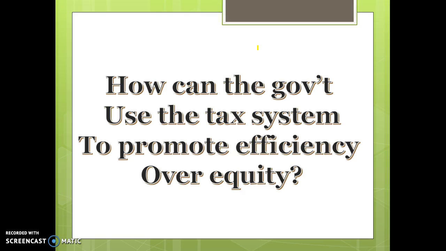The government can also use the tax system to promote efficiency or equity. So for example, lowering income taxes and increasing the GST is an example of promoting efficiency over equity. It promotes efficiency because there's a greater incentive for people to join the workforce. If it's lower company taxes, it leads to increased investment spending. If it's lower income taxes, it leads to an increased incentive to work hard.